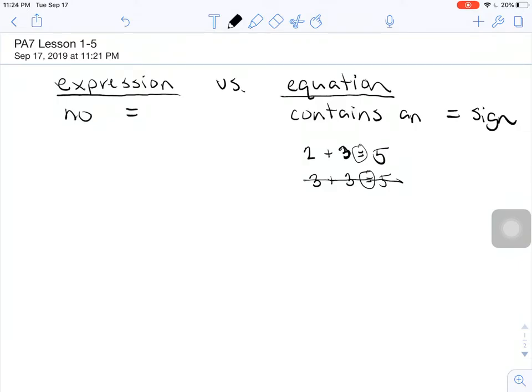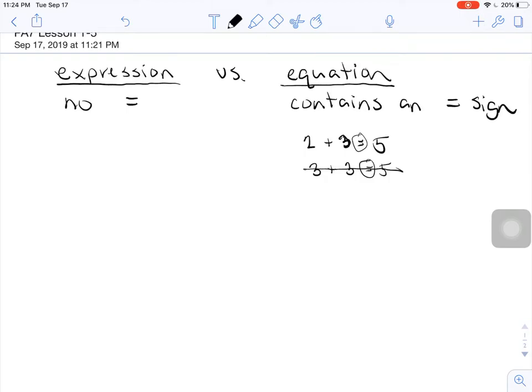Sometimes equations have variables in them. So I'm going to change our equation again and make our equation x plus 3 equals 5. Now I have a missing piece of information that I would need to know to work with that equation. When you have an equation with a variable in it, like this last example, then that equation is also what we call an open sentence.